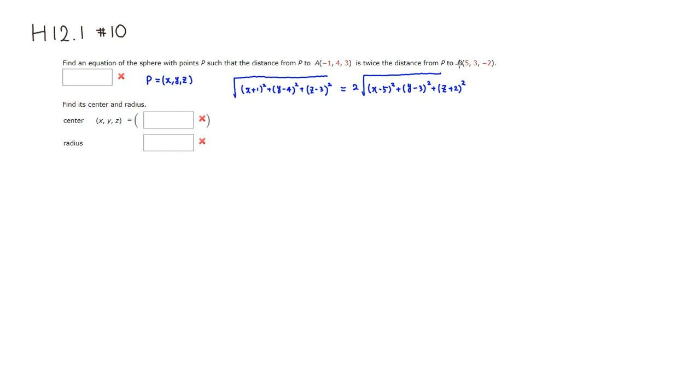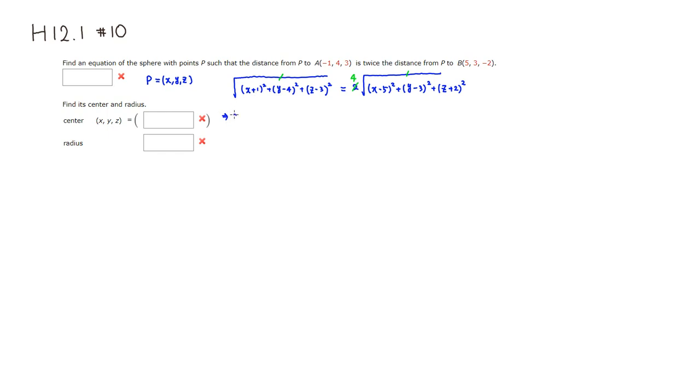Since the square root is in the way, I'm going to go ahead and square both sides so I can get rid of the square roots. And also we have to square 2, so this becomes 4. Now I'm going to multiply it all out so that we can simplify.